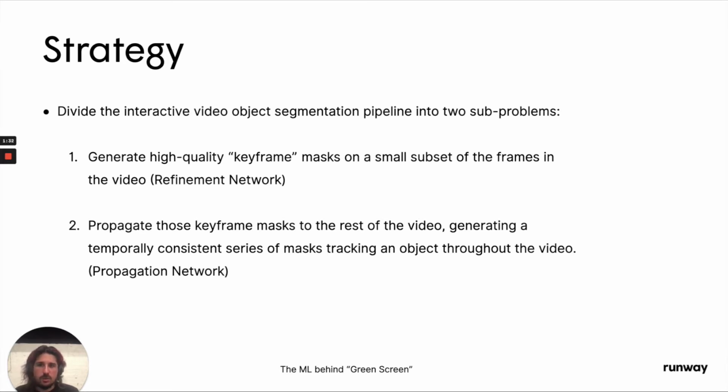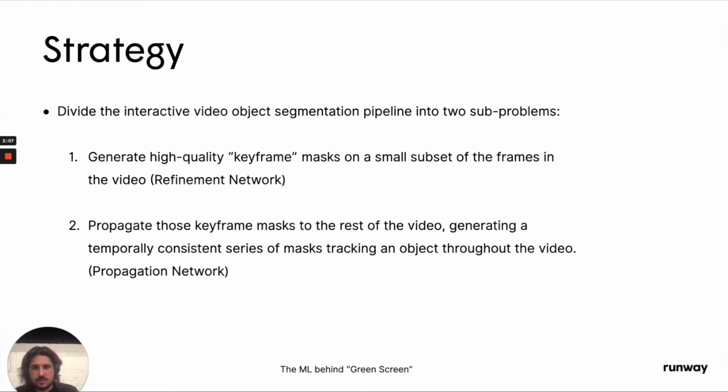But if they want, and if it's an especially tricky object to mask, then they can provide an arbitrary number of clicks to further refine the mask. The second task is a video task. So it's basically propagating the masks that have been created on a very small subset of the frames that the user has created through clicks to the rest of the video, and having a temporally consistent stream of masks, kind of isolating the object in every frame of the video.